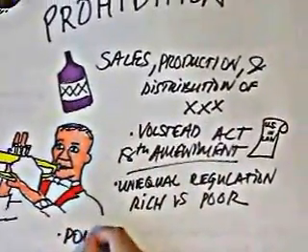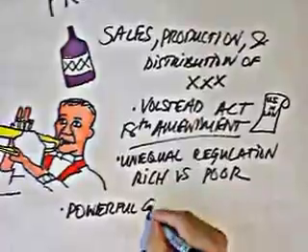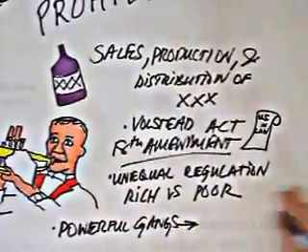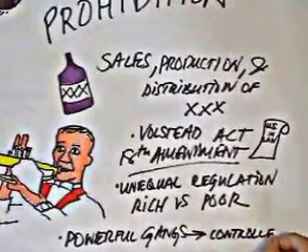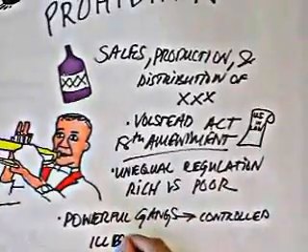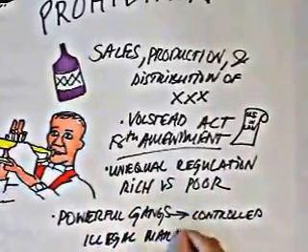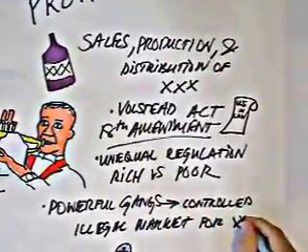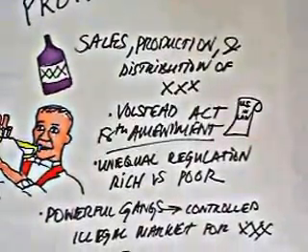Another thing that happened, which you'll also see in Gatsby, is that powerful gangs emerged in our big cities. And they made a lot of money on controlling the illegal market for booze. And that will be very important for us actually in the book.